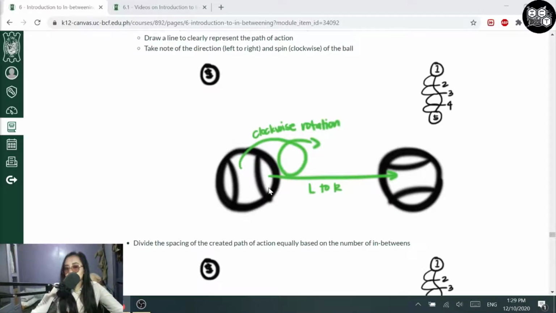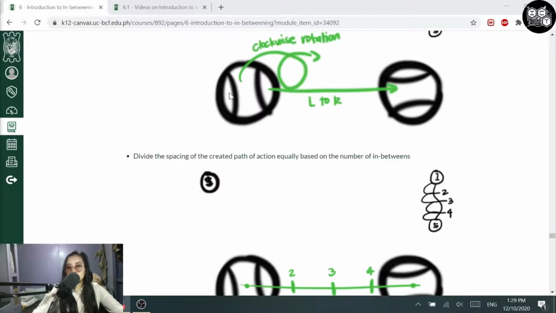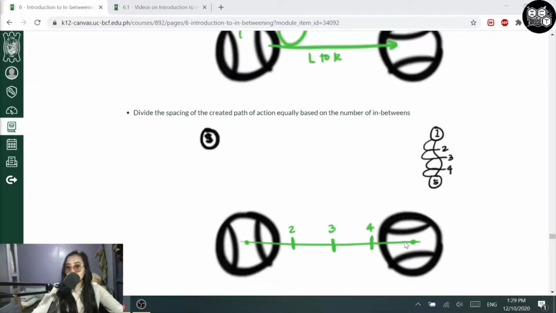You also have to take note of, if it's going to rotate, what type of rotation it will be, clockwise or counterclockwise. Also the direction, left to right, up to down, all of those things have to be considered as well. Next, the path of action is really important because you will use it to divide the spacing. So this is applicable for both thirds and favors. But for thirds, this is really important since you can simply use this as your basis, so you don't really have to do pose-to-pose animation. However, it is recommended regardless of whether you're doing thirds or favors.